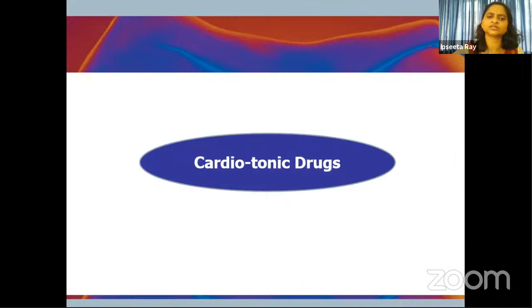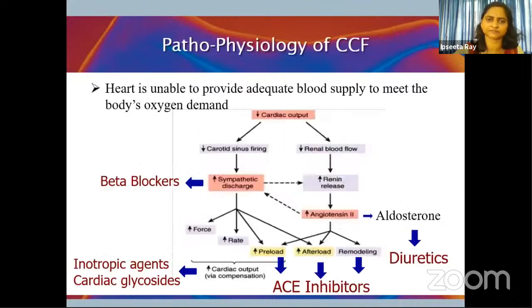Now we move on to the third topic under the cardiovascular system, that is cardiotonic drugs. We know that congestive cardiac failure is a contractile dysfunction. So the heart is unable to pump adequate blood, and it does not provide adequate blood supply to meet the oxygen demands of the body. So the net effect in congestive cardiac failure is a decline in cardiac output.